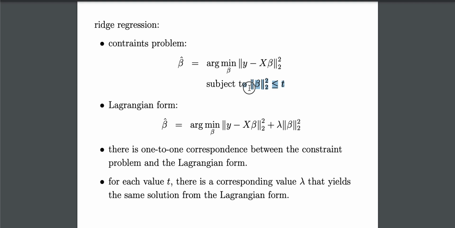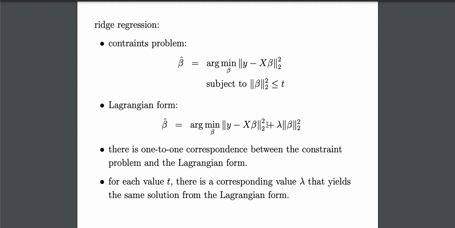And this constraint is also a convex set. It is a hypersphere. We're saying that the beta should be in a hypersphere centered at 0. Now it is possible to rewrite this optimization problem in a Lagrangian form, which is just minimizing the residual sum of squares subject to a penalty.